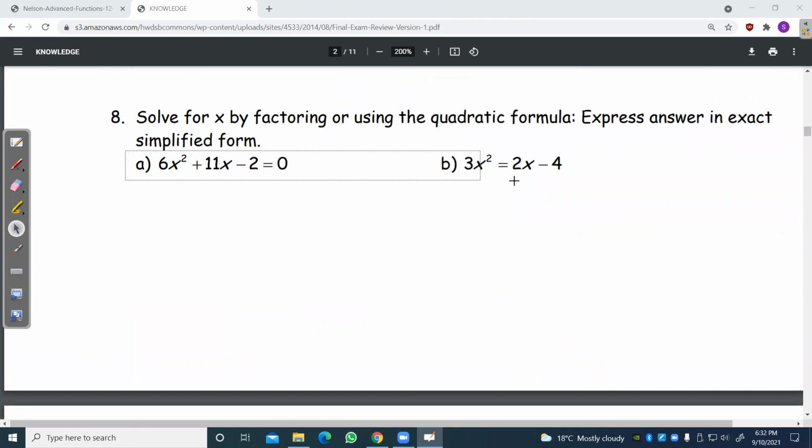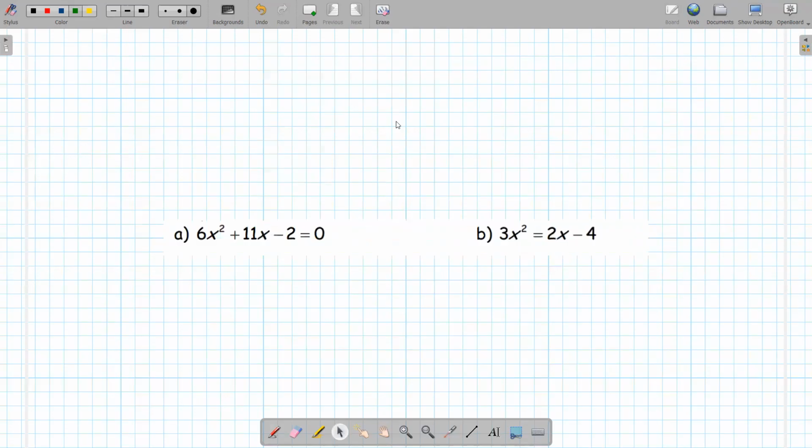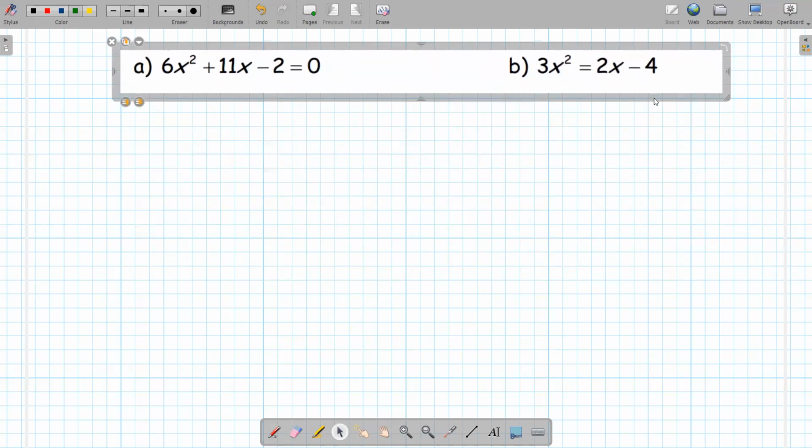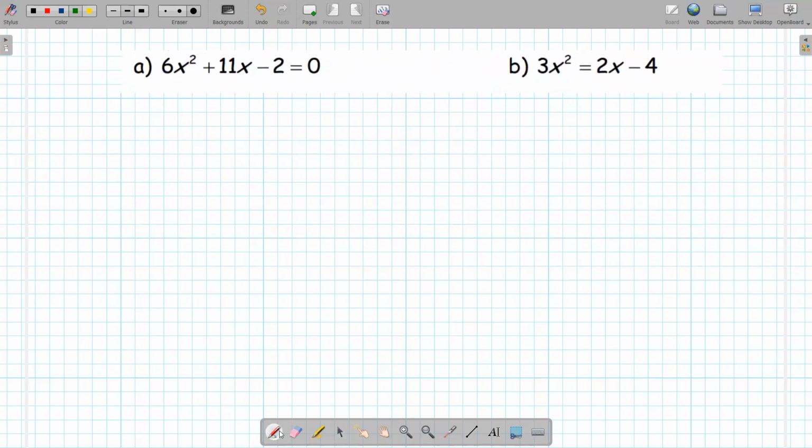It says solve for x using the factoring method or the quadratic formula. You'd use the quadratic formula if the factoring method doesn't work, or if you can't find the numbers for it. What does it multiply to? It multiplies to negative 12 and adds up to 11. What are the numbers?